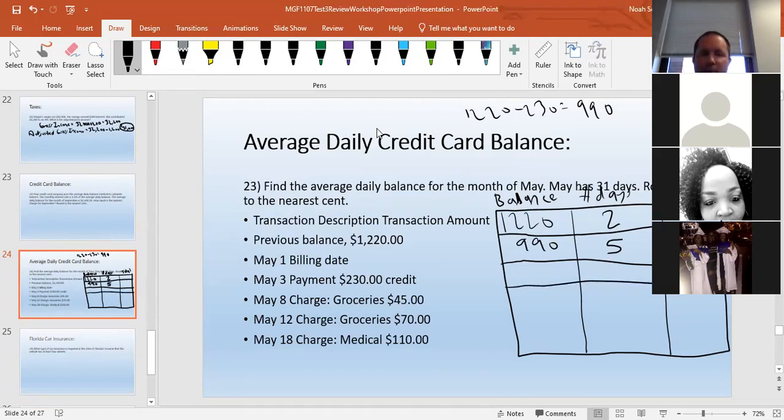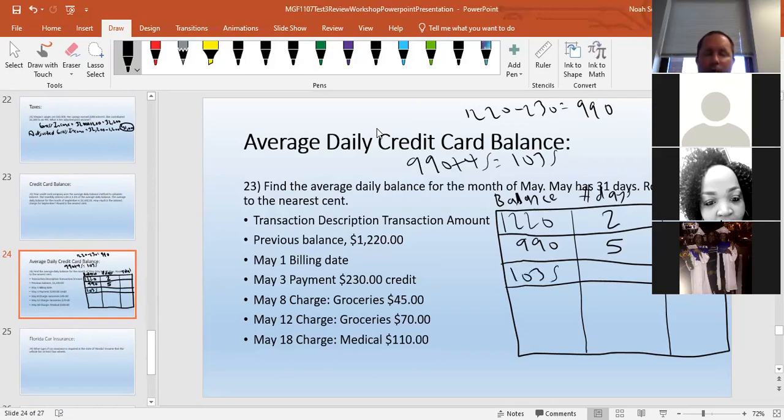But then we make another row. There's another change in the balance on May 8th, a $45 charge for groceries. So that's going to add to the balance because it's a charge. So if you take 990 and you add 45, you end up with 1,035.